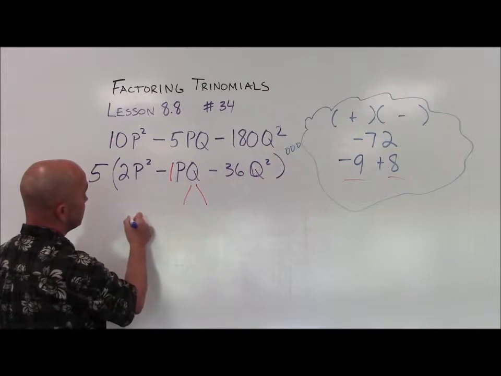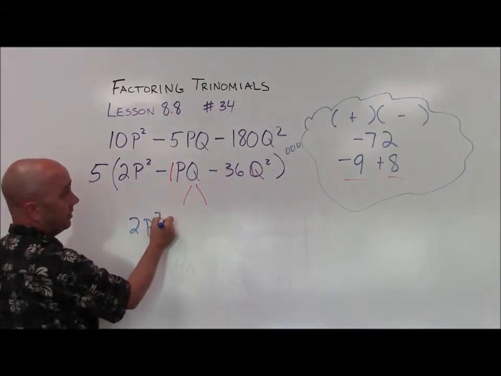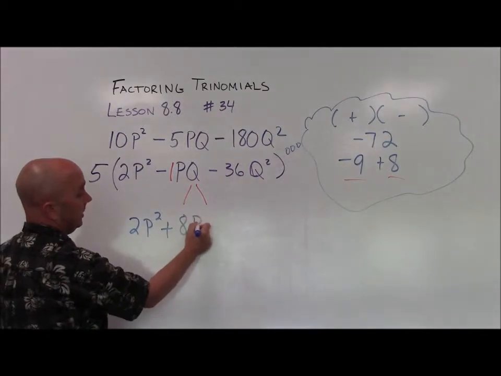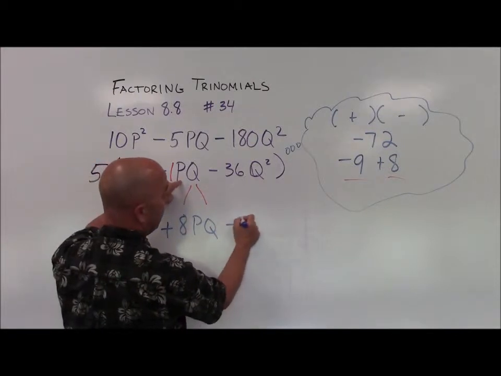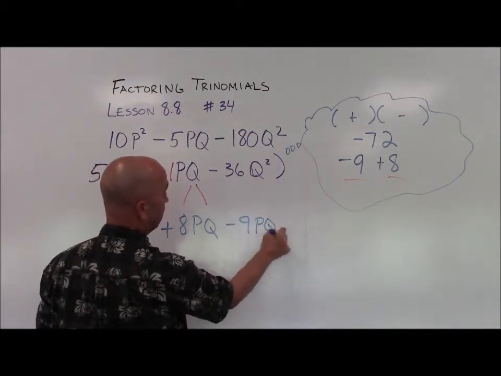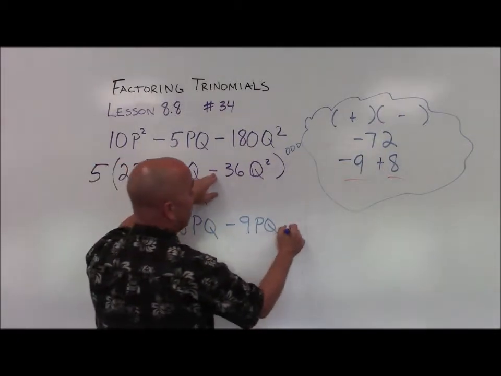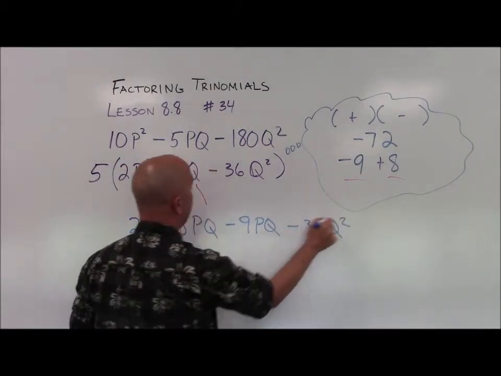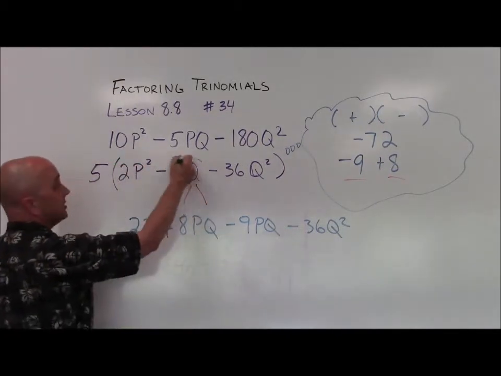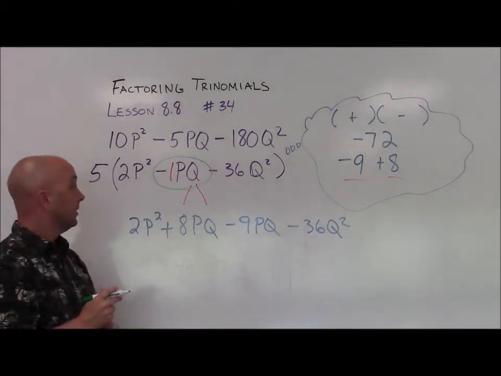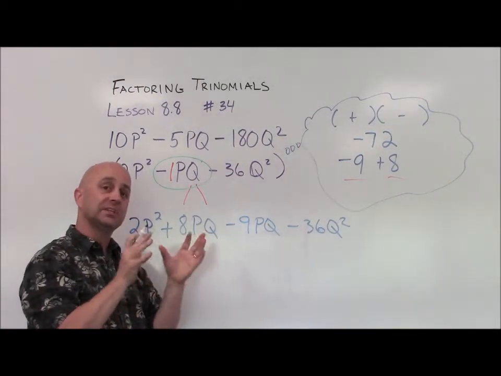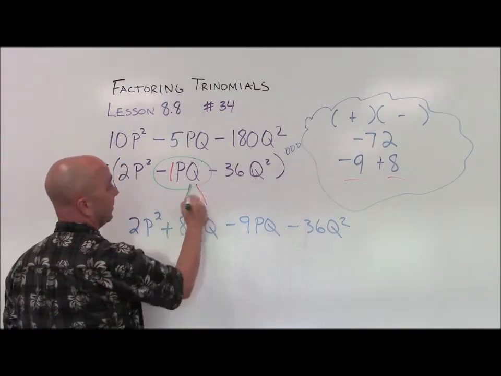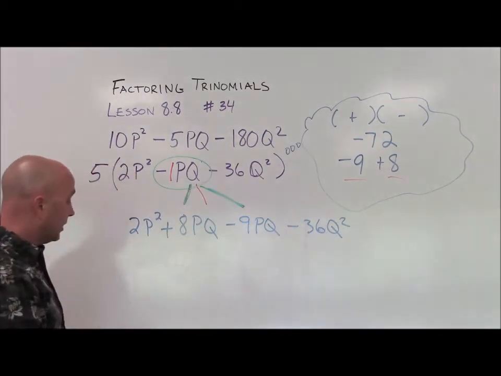So I'm going to write this as 2p squared plus 8pq's. Okay, and then I have a negative 9pq and a negative 36q squared. So you see, all I really did there was I changed this negative 1pq into 8pq's and negative 9pq's, and together that makes negative 1pq. So maybe I should put these little arrows more like that for you. Okay, so the next thing we're going to do is we're going to group those together.